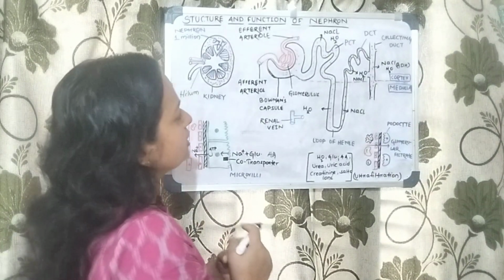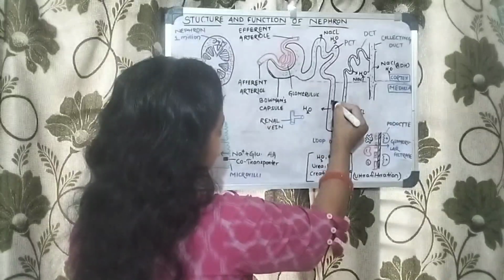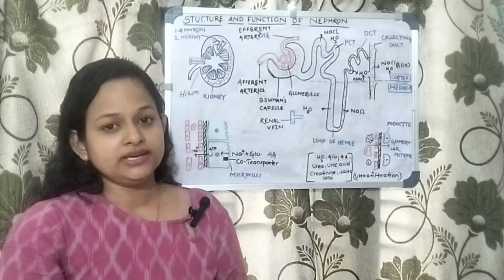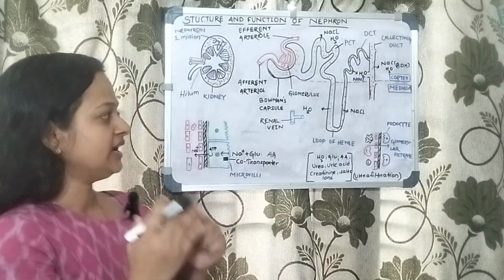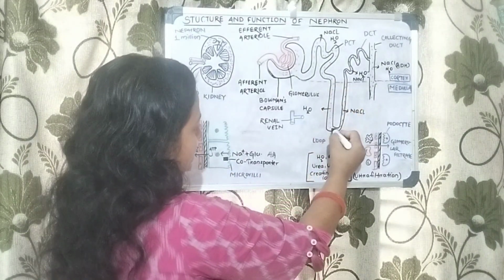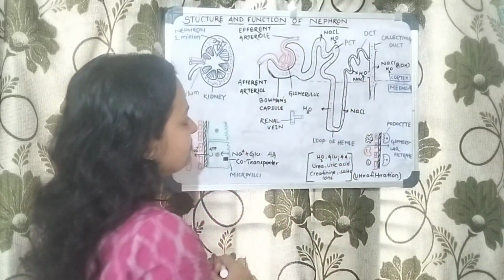Then we come to the next part, that is the loop of Henle. The loop of Henle is a U-shaped structure and it has two limbs, that is the descending limb and the ascending limb.